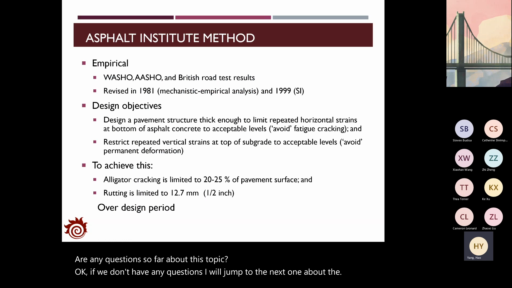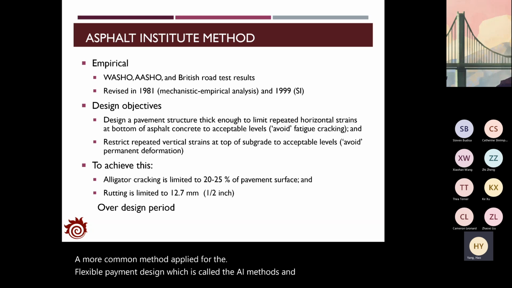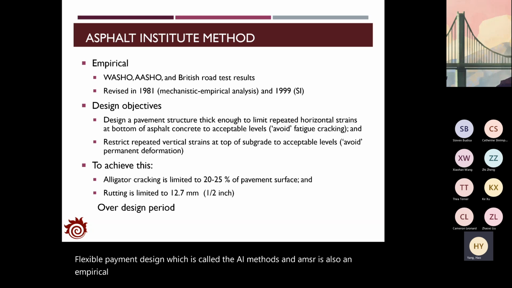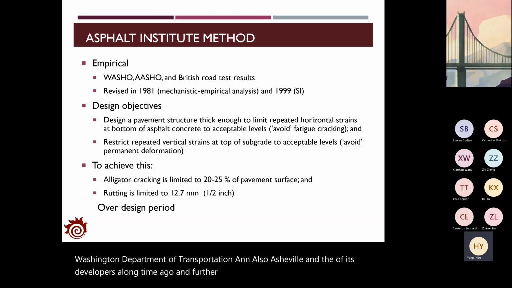A more common method applied for flexible pavement design is called the AI method. The AI method is also an empirical method. It was developed by the Washington Department of Transportation and also AASHTO a long time ago, and further revised in 1981, based on some mechanistic and empirical analysis, and later improved again in 1999.